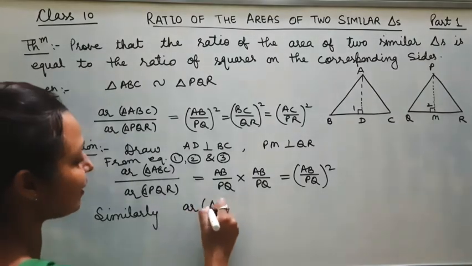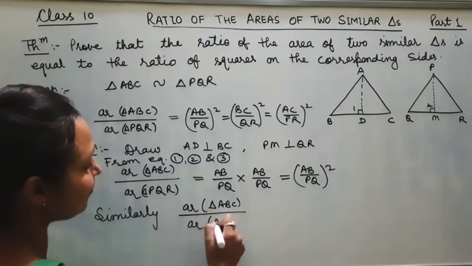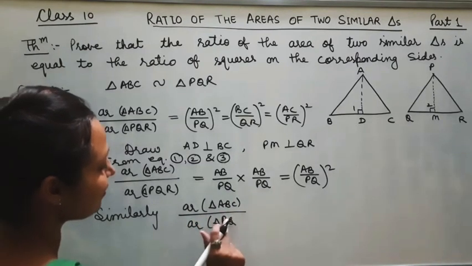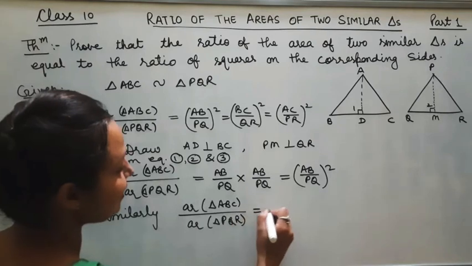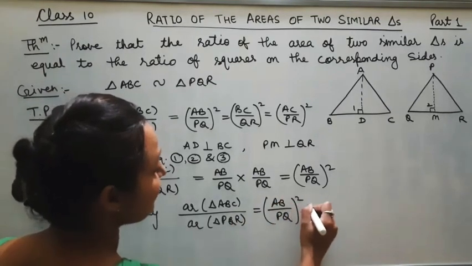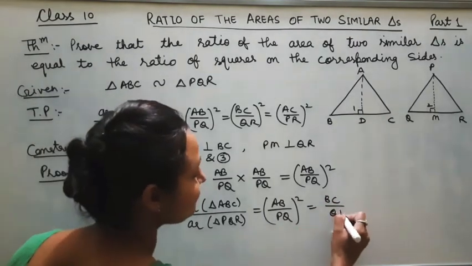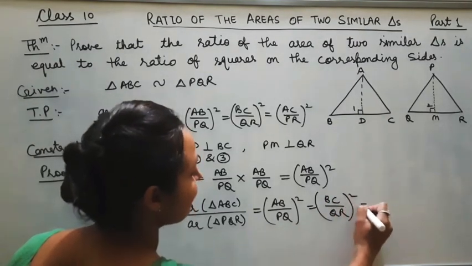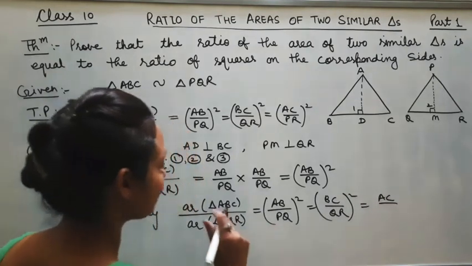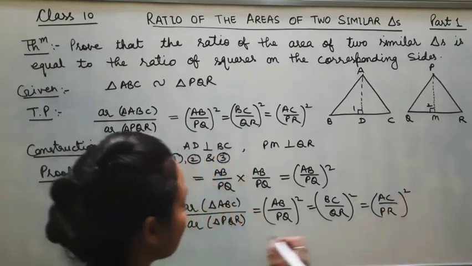Similarly, area of triangle ABC upon area of triangle PQR is equal to AB upon PQ whole square, which equals BC upon QR whole square, which equals AC upon PR whole square. Hence proved.